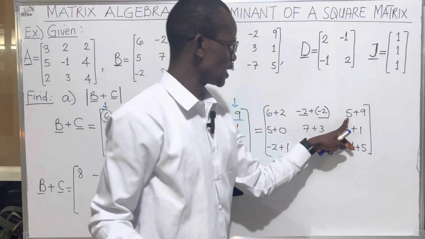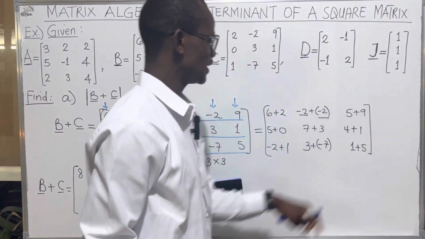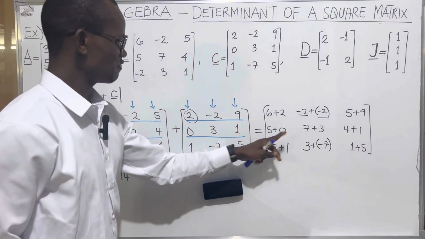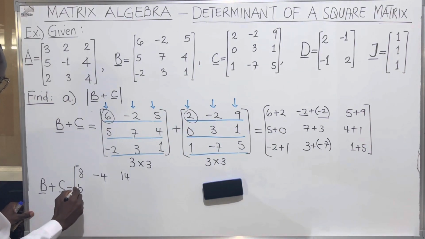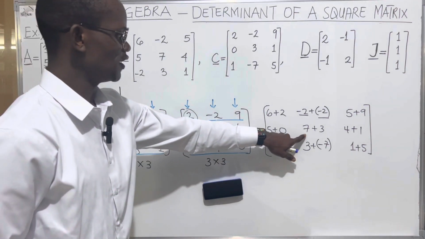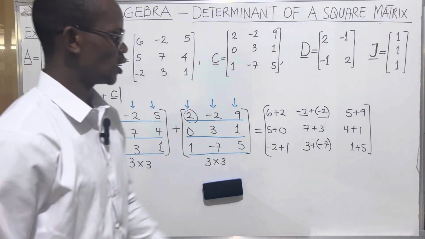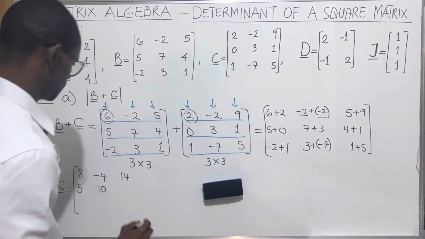And then this one, the signs are also the same. Positive 5, positive 9 is positive 14. 5 plus 0 is 5. 7 plus 3 is 10. And 4 plus 1 is 5 as well.